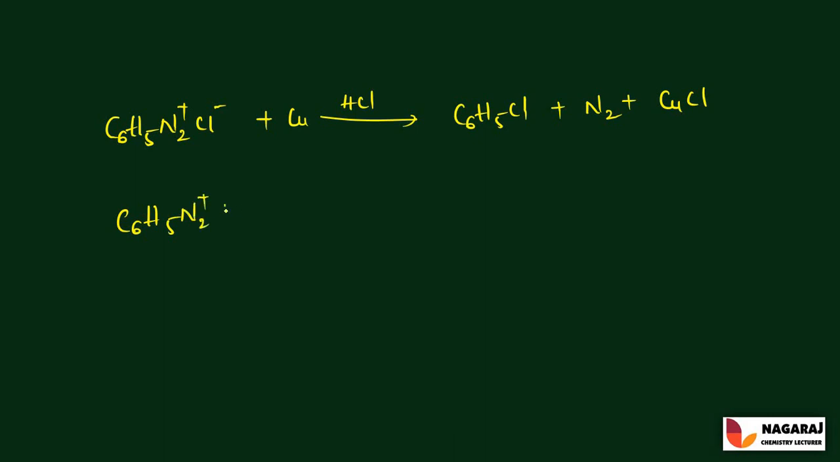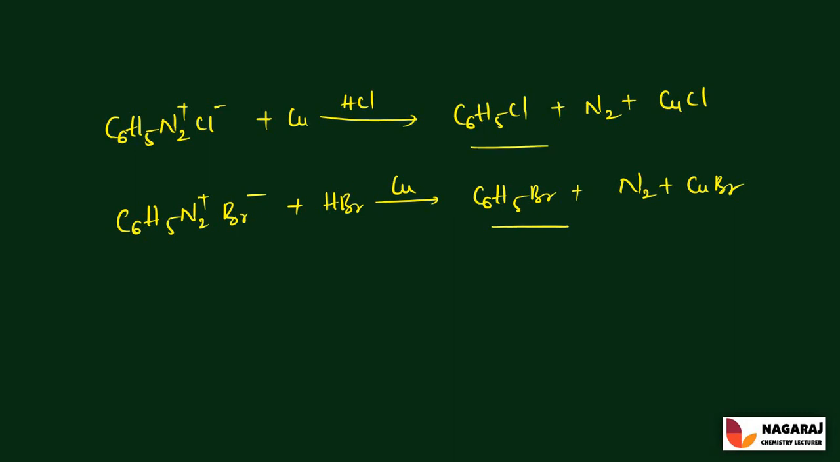And C6H5N2+ Br- reacts with the halogen acid, that is HBr, in the presence of copper. So it gives the product C6H5Br plus nitrogen gas plus CuBr. So chlorobenzene and bromobenzene are obtained by the reaction of benzene diazonium salts with the halogen acids in the presence of copper. And in the next class, let us continue with the remaining reactions of diazonium salts.